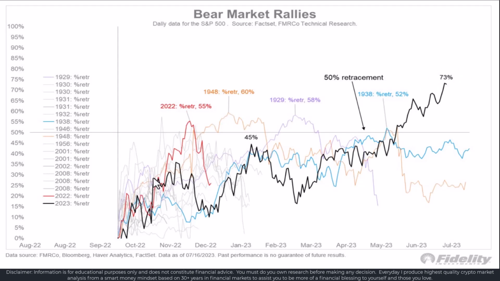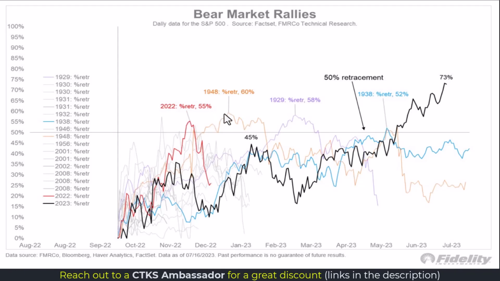73%. In 2022, the stock market, we're talking about the S&P 500, had a bit of a rally and then came back. In 1948, it had a 60% rally and then came down. In 1929, it came up 58% and then spiked down. In 1938, it rallied 52%. You can see that we're 73% up.